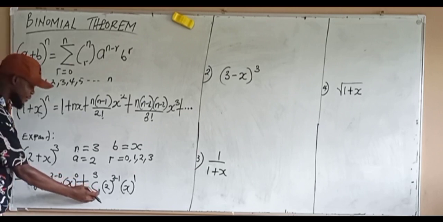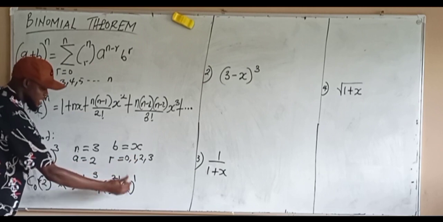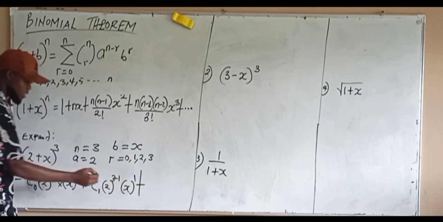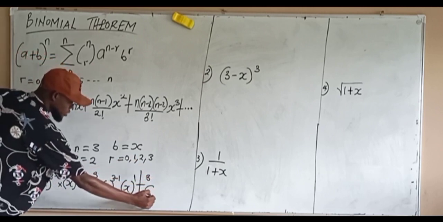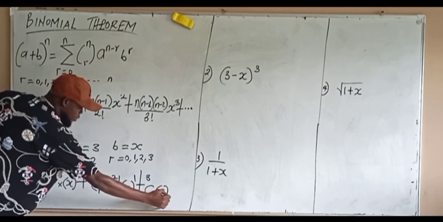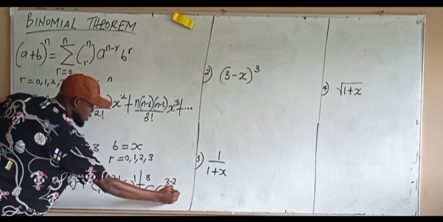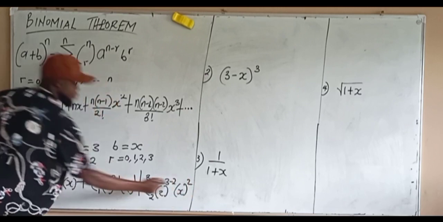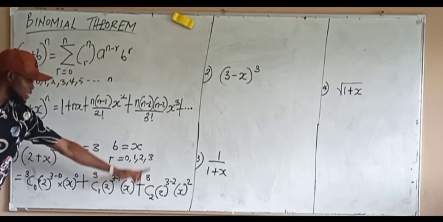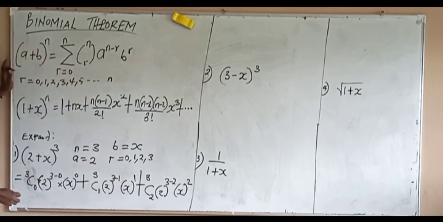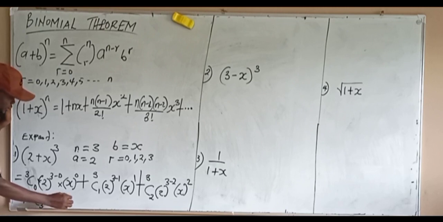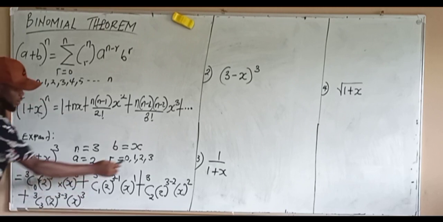Then, before I change R from 1 to 2, I will separate it with an addition sign again. That will be 3 combination 2, then 2 to the power 3 minus 2, then X to the power 2. Then what is the next value of R? Change it to 3. Before you do it, plus 3 combination 3, then 2 raised to the power 3 minus 3, then X to the power 3. That is the last value of R.